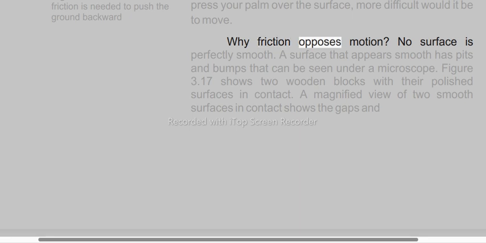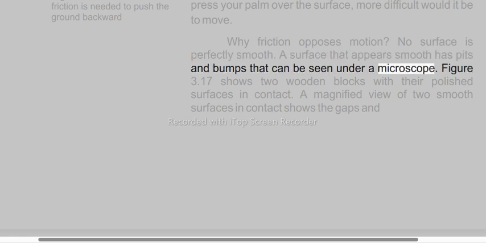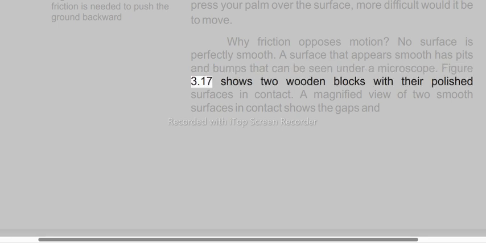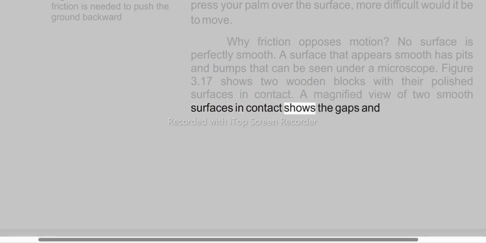Why does friction oppose motion? No surface is perfectly smooth. A surface that appears smooth has pits and bumps that can be seen under a microscope. Figure 3.17 shows two wooden blocks with their polished surfaces in contact. A magnified view of two smooth surfaces in contact shows the gaps and contacts between them.